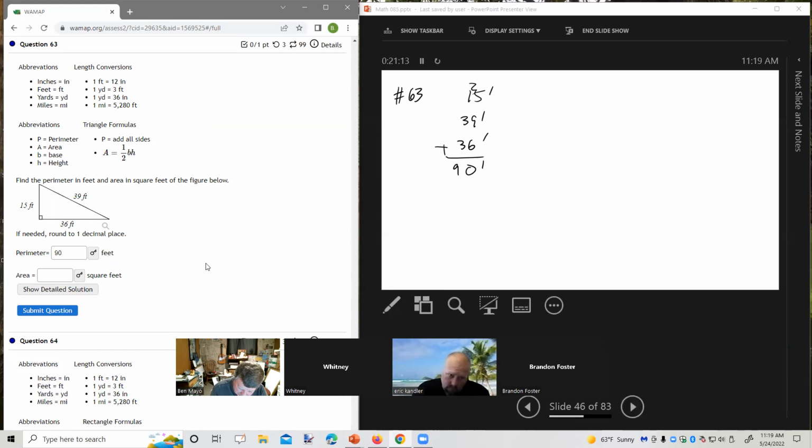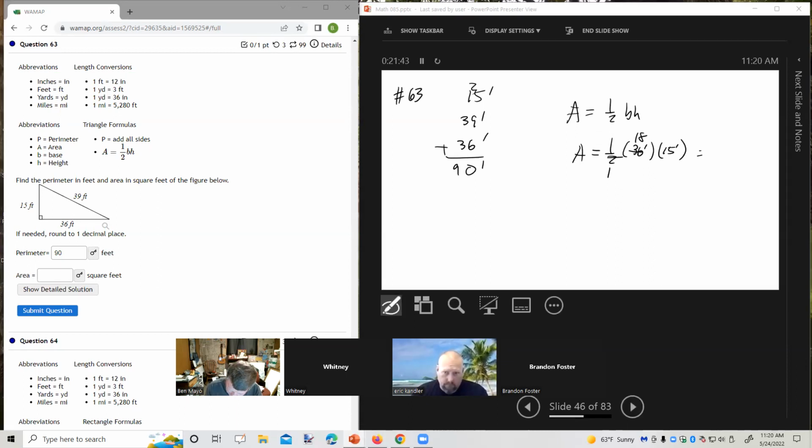The area of a triangle is 1/2 the base times the height. And the base and the height are the 2 sides that are perpendicular to each other. So it's 1/2 times the base, which is 36 feet, times the height, which is 15 feet. I can take 36 over 2 and reduce it down to 18 over 1. 18 times 15 is 270. So it's going to be 270 square feet.